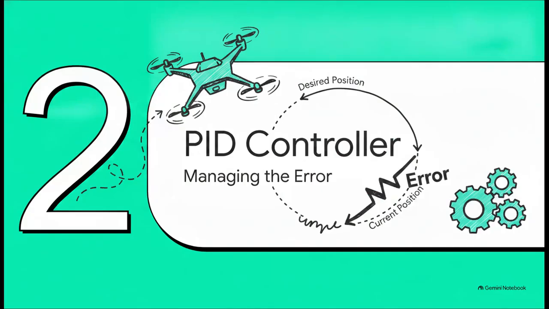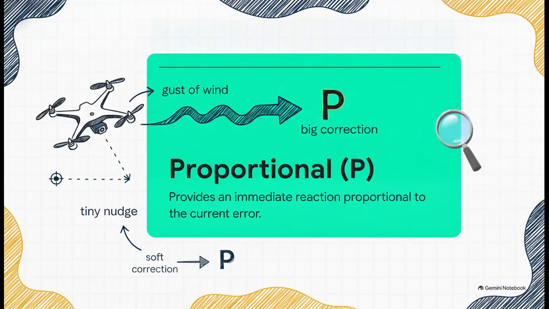Section 2. Mastering the PID controller and managing the error. Let's see how that feedback loop actually builds into the mathematical engine of the drone's brain. The entire goal of this controller is to manage what we call the error, which is really just the mathematical difference between where the drone currently is and where it actually wants to be.